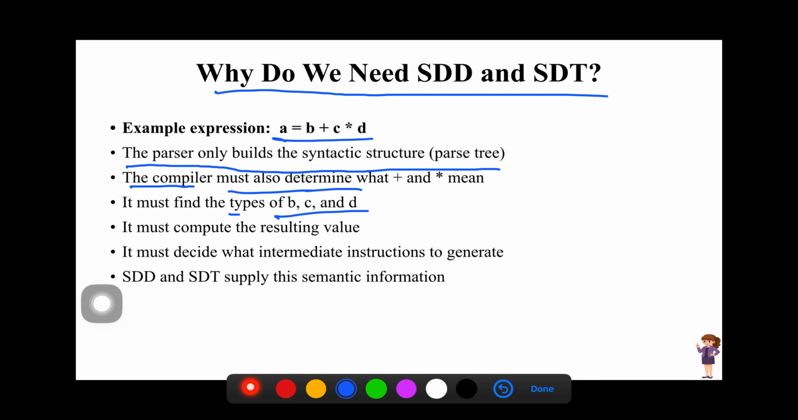So the grammar tells us about the structure, while syntax directed techniques help us to attach the meaning and translation action to the structure. That is why SDD and SDT are important. Let's move on to the next slide.